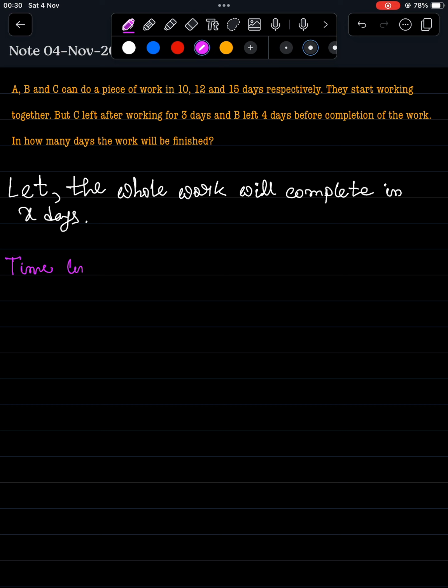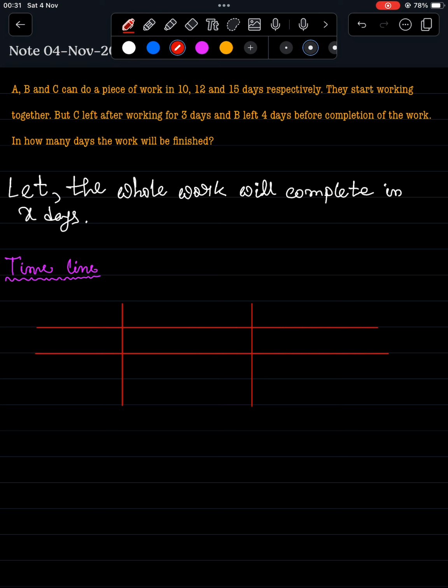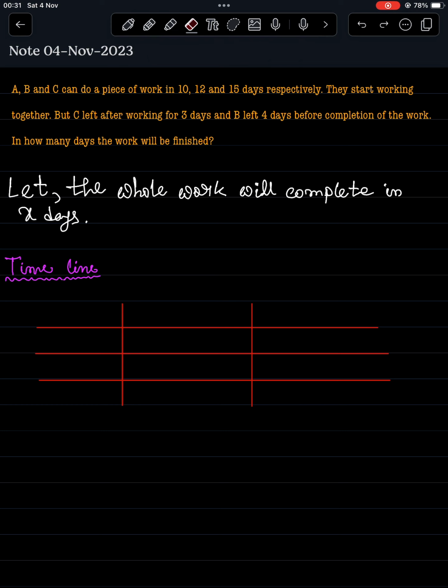Now if we focus on the timeline, we can see that they started working together but C left after working for 3 days and B left 4 days before completion of the work. Here is the problem that we do not know for how many days B worked. We just know that B left before completion of the work. So the completion of the work we have taken as X days. So B will be left from the work 4 days before completion. So this timeline represents the total days of work, which is X days.